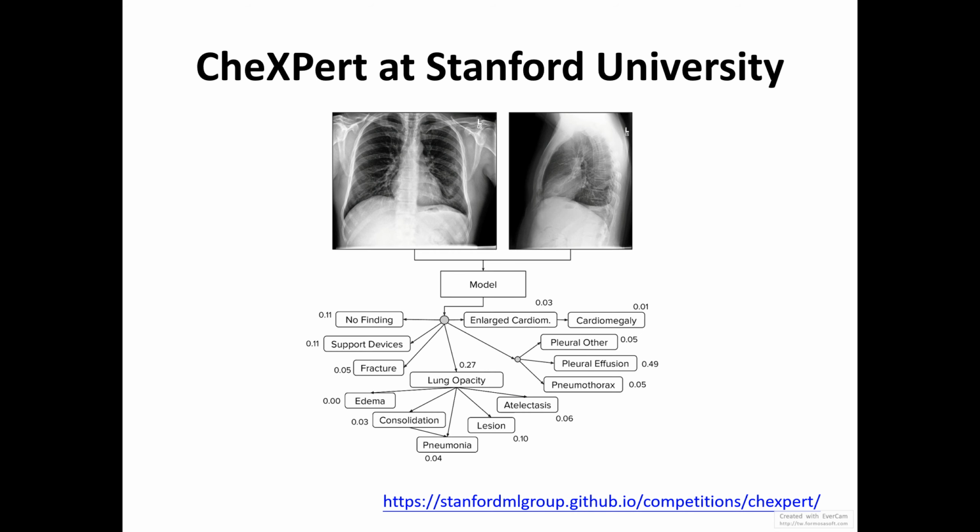Another resource is at Stanford University. Stanford is very famous for its pioneering research in visual imaging and deep learning, for example, ImageNet. They also constructed a resource called CheXpert, which also provides a large number of chest X-ray images containing different types of diagnosis.